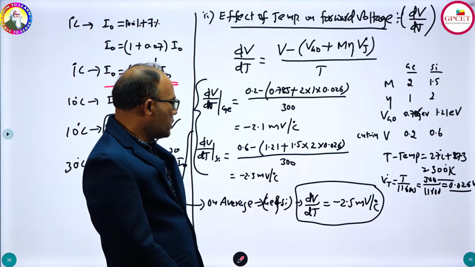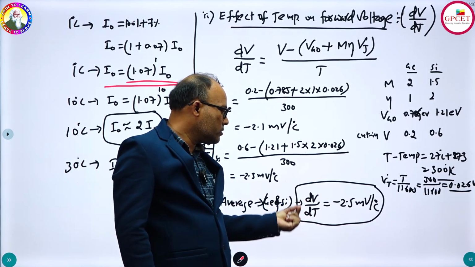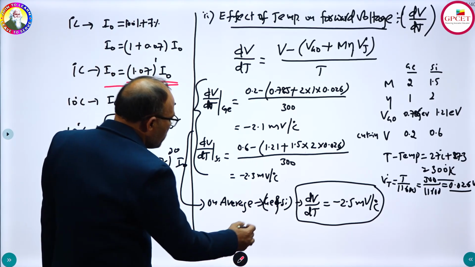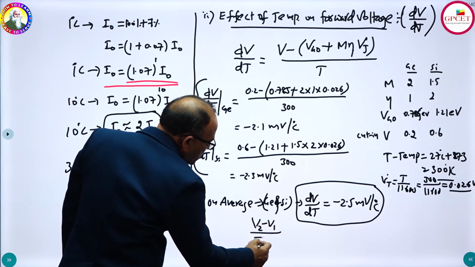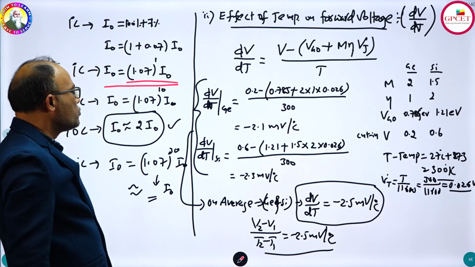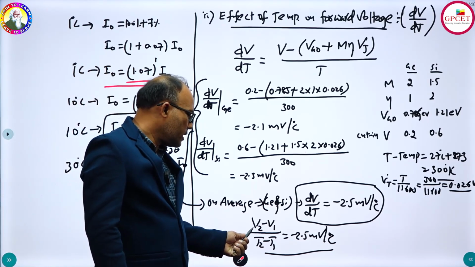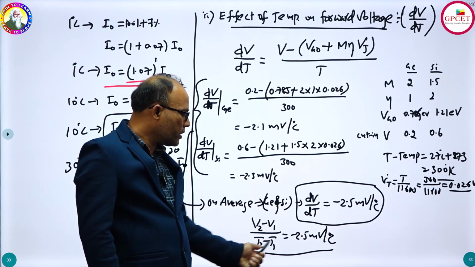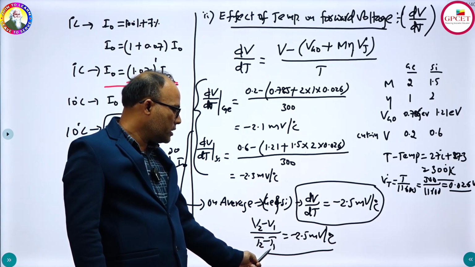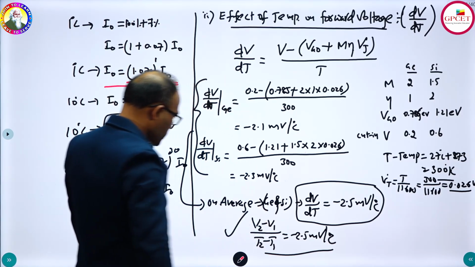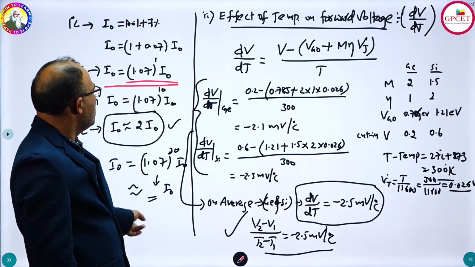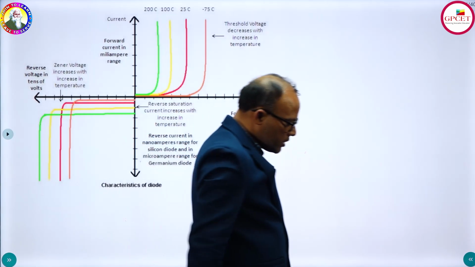Right. Here comes a very important point to be studied: dV by dT, which is change in voltage divided by change in temperature, can be written as V2 minus V1 divided by T2 minus T1, which is equal to minus 2.5 millivolts per degree C. So if we know T2, T1 and V1, we can find the other voltage, V2, or if you know T2, V2 and V1, we can find the T1 temperature. So this is a very important expression: V2 minus V1 divided by T2 minus T1 is equal to minus 2.5 millivolts per degree C.